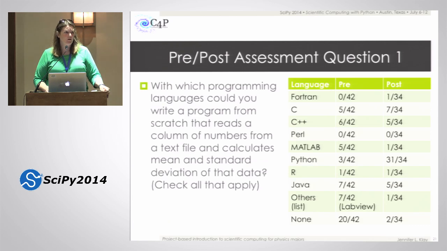The first question was about what programming languages they knew before they started, and they were very, very few. Afterwards, most of them said that they could write this program in Python with very little help. You can see they went from 3 out of 42 saying they could do this to 31 out of 34. So, could you write a program to read some data from scratch and calculate the mean and standard deviation? Pretty simple task, but students went from really not knowing how to do this to being able to.